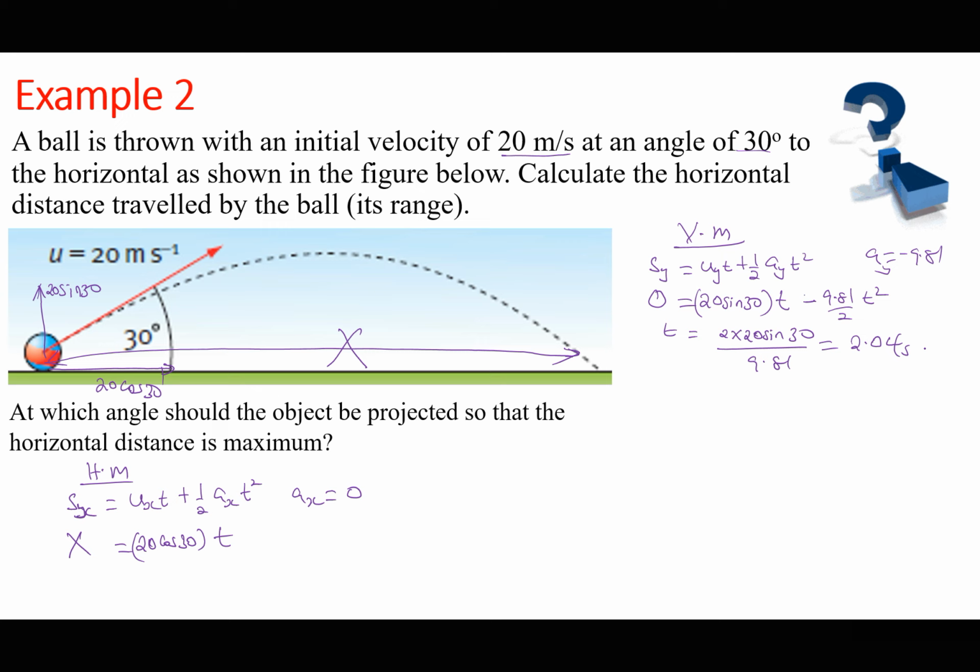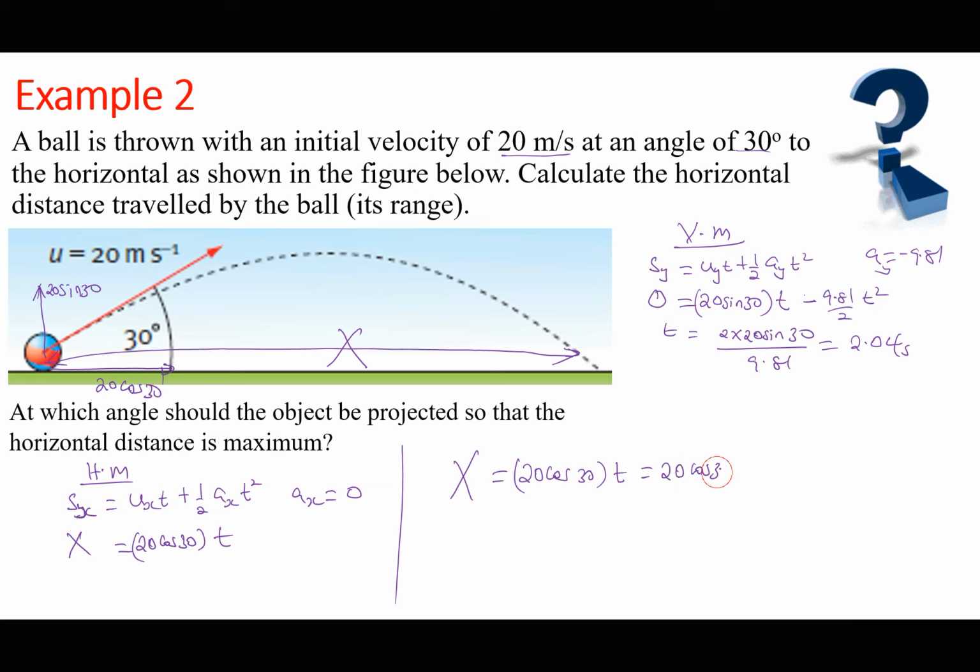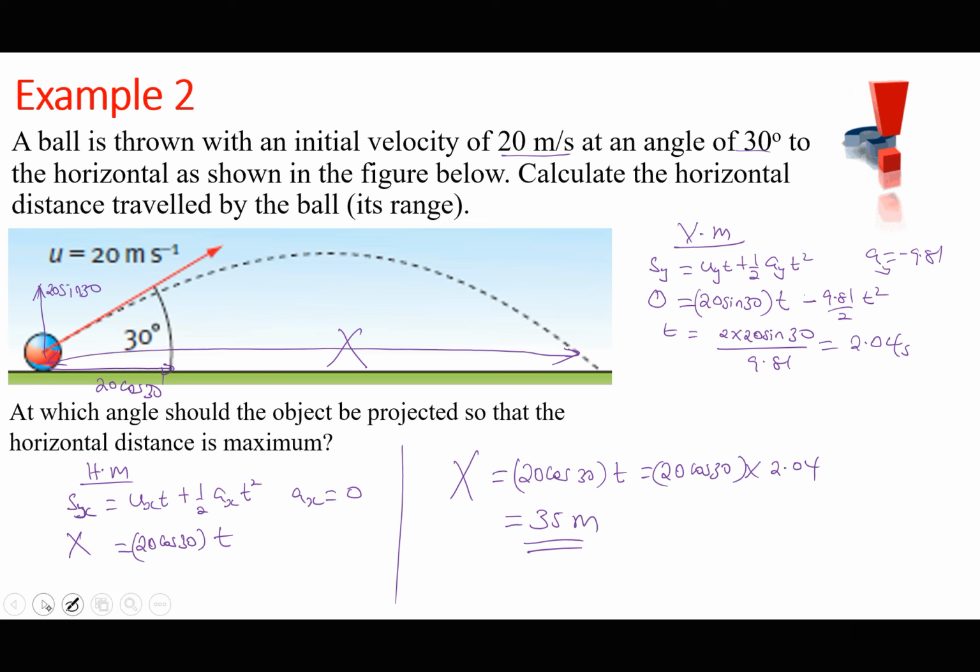seconds. So it means the horizontal distance we are talking about here, x, is going to be equal to 20 cos of 30 times t, which is 20 cos of 30 times 2.04, which is going to give us 2.04 times 20 cos of 30. So this is giving me 35 meters, approximately 35 meters or 35.3 meters. Okay.